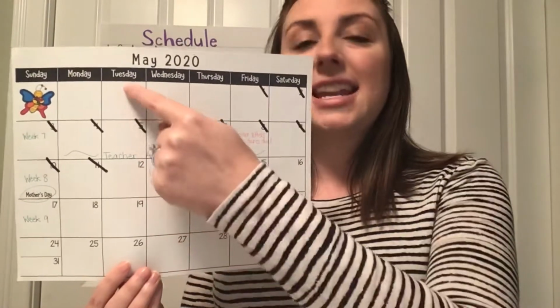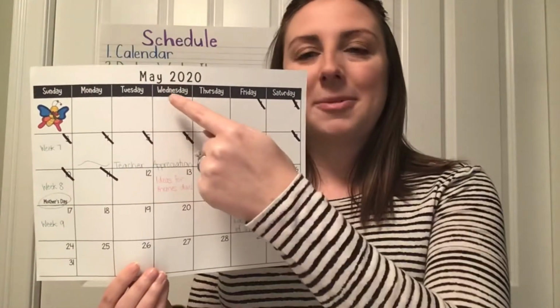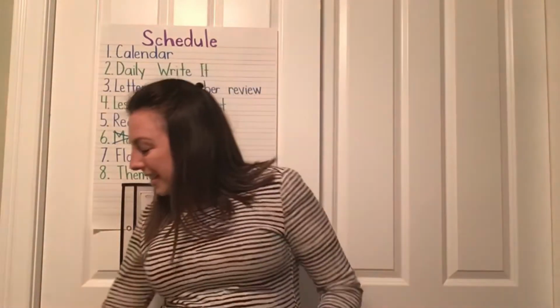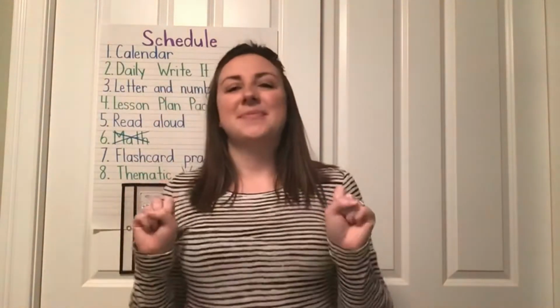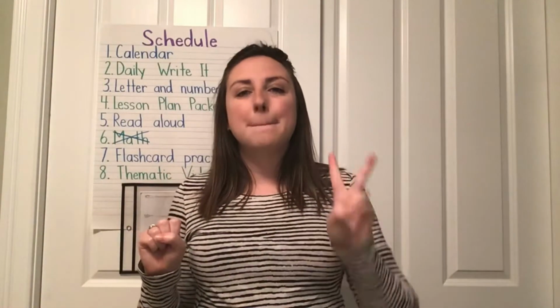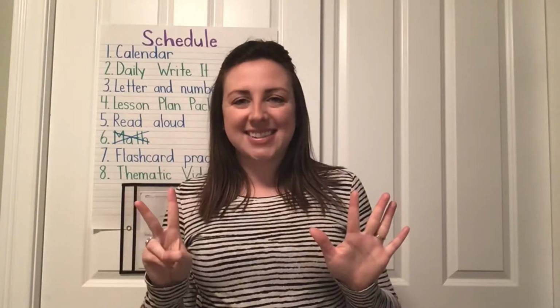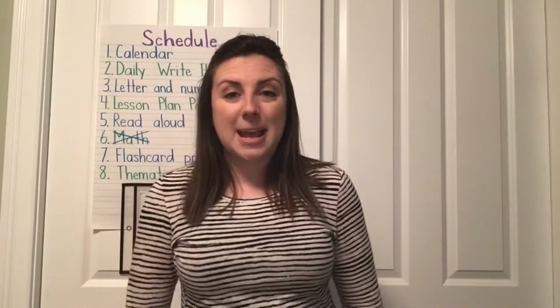Now, let's look at tomorrow's date. So if today is Tuesday, then tomorrow will be Wednesday. Awesome. Let's do our days of the week. Sunday, Monday, Tuesday, Wednesday, Thursday, Friday, Saturday. Awesome.